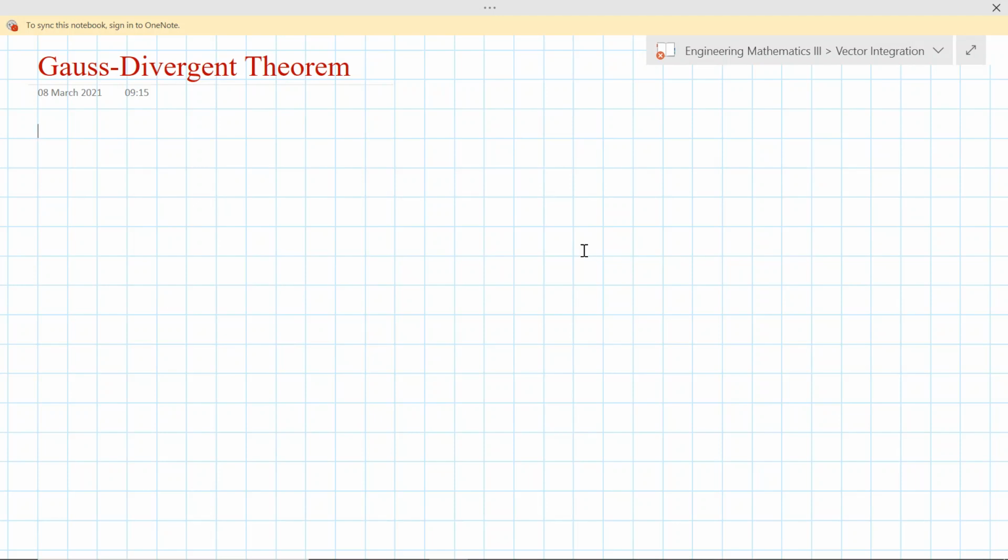Before going to discuss the Gauss divergence theorem, what is the surface integral? Because the surface integral plays a crucial role in the Gauss divergence theorem, so we need to find the surface integral. So let us see what the surface integral is, the concept of surface integral.